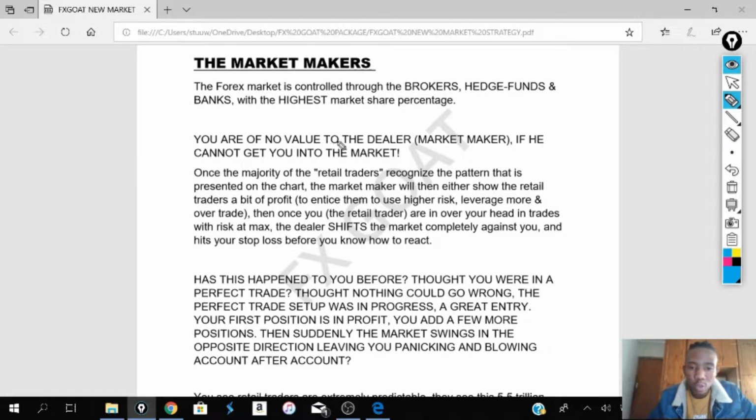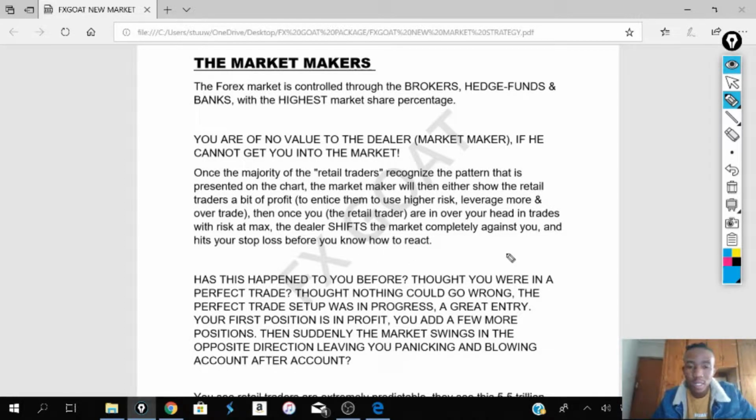You have no value to the dealer, the market maker, if he cannot get you into the market. Now, this is the type of traps they set for retail traders, okay? Once the majority of the retail traders recognize the pattern that is presented on the chart, the market maker will then either show the retail traders a bit of profit to entice them to use higher risk, leverage more, and overtrade. Then once you, the retail trader, are in over your head in trades with risk at max, the dealer shifts the market completely against you and hits your stop loss before you know how to react.